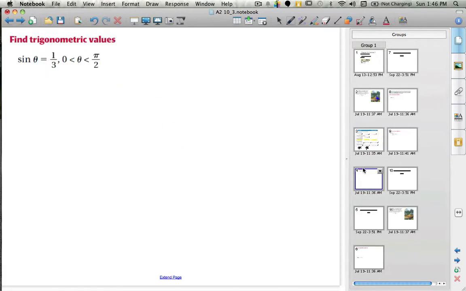So when we look at doing work like this, one of the things they may ask us to do is to find the trigonometric values for a given interval. So they've given me an interval. I might do this by graphing.